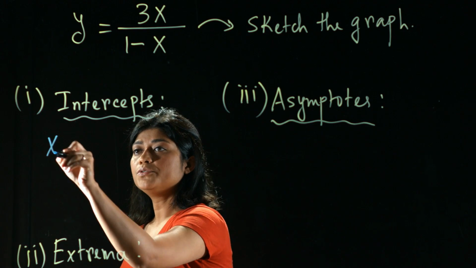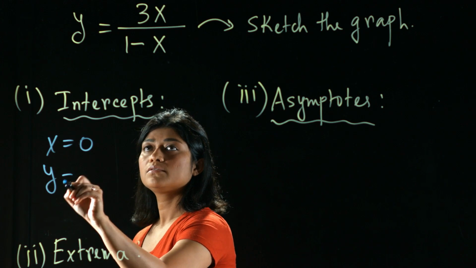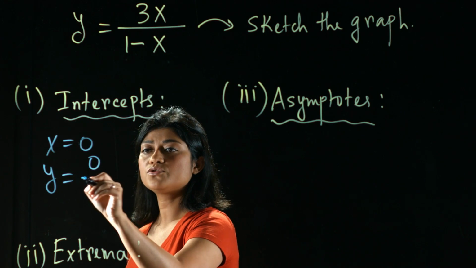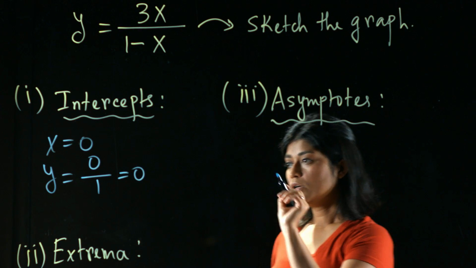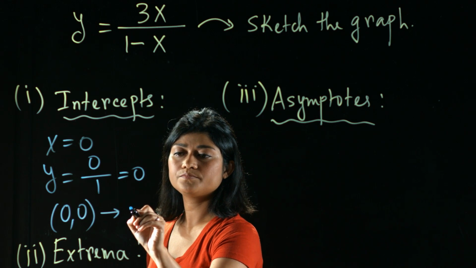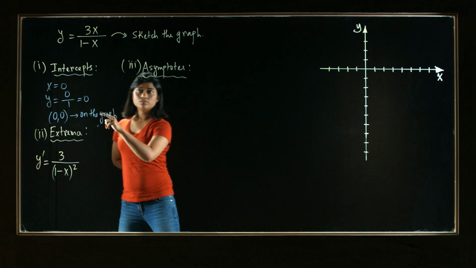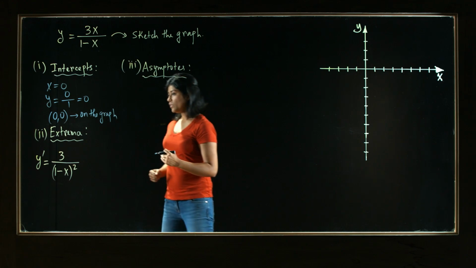Notice if you have x equals 0, then y will be 0 in the numerator and 1 minus 0, so 1 in the denominator, which is also 0. This tells you that (0, 0) is a point on the graph of this function. And so 0 is both the x and y intercept.